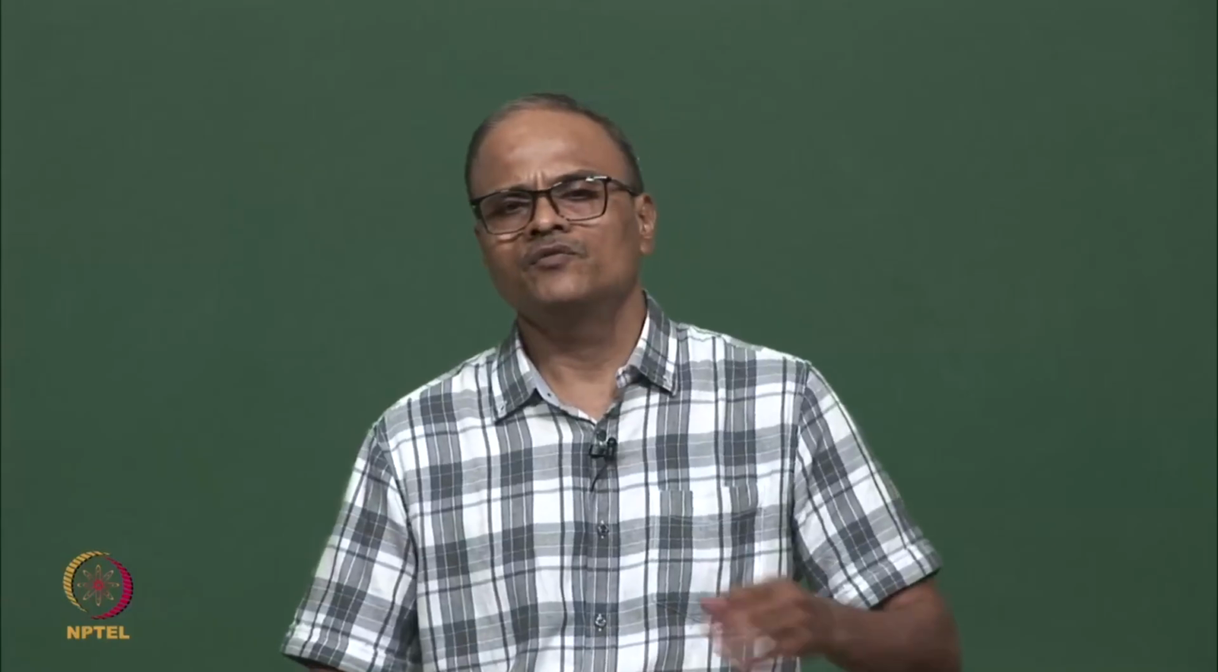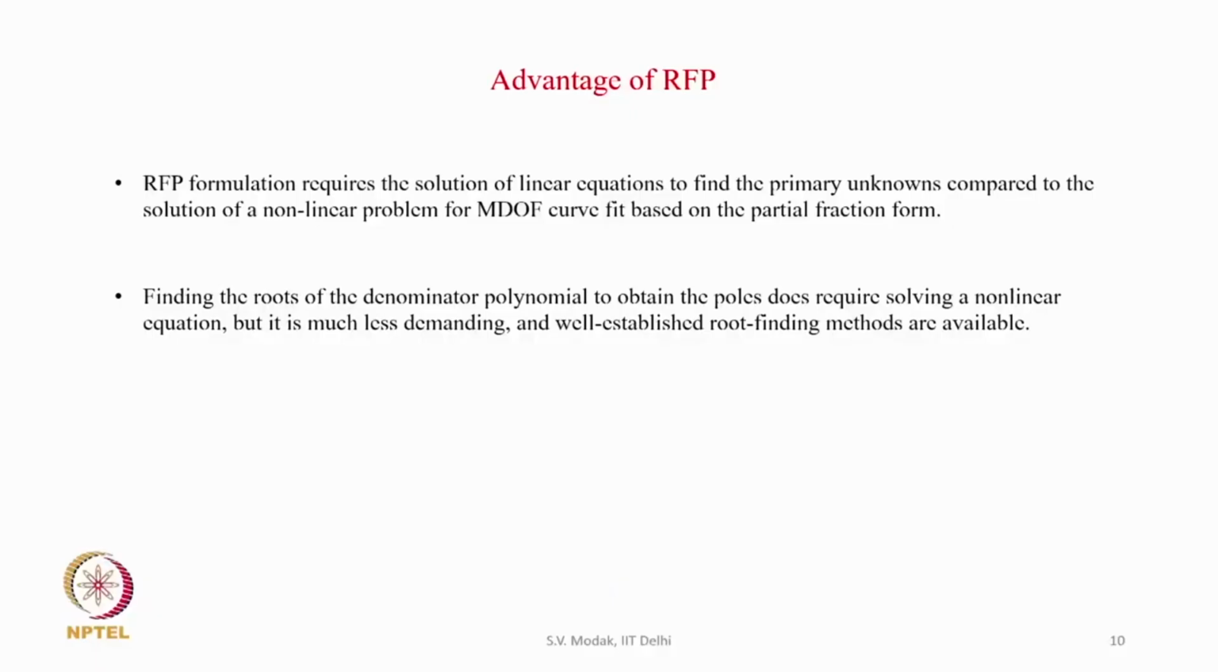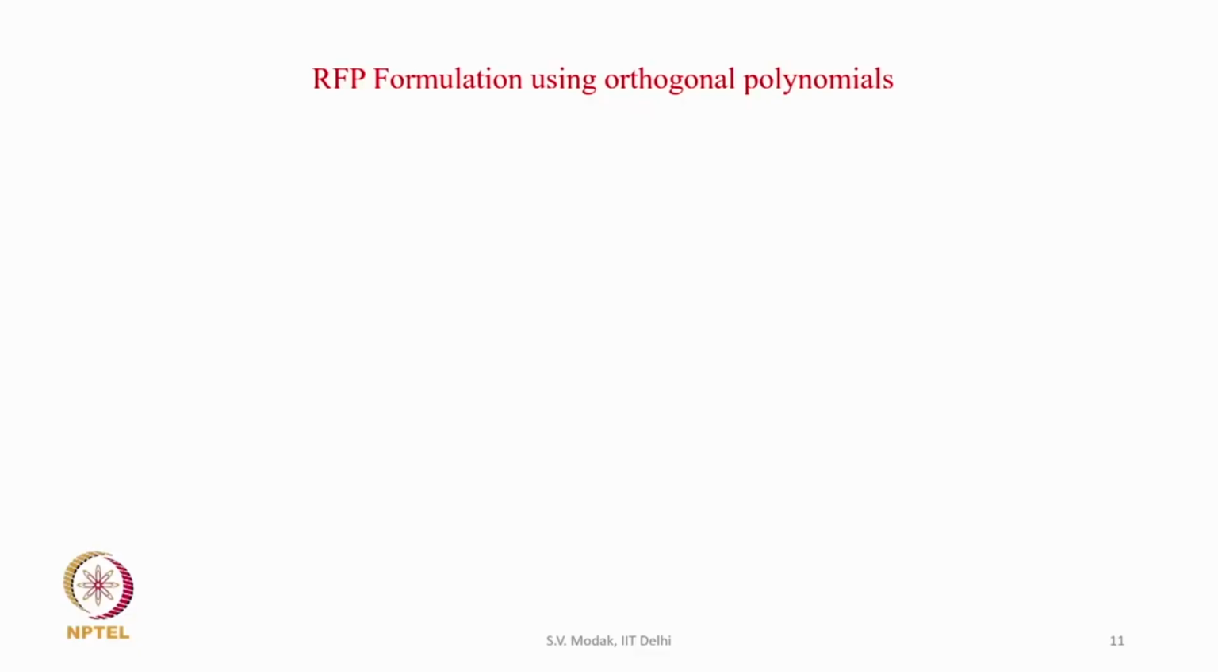Now, one disadvantage of this is that the magnitudes of different terms in the polynomial differ very widely, and that would lead to a system of equations which is ill conditioned, right. So, that is one disadvantage of the RFP formulation based on the ordinary polynomials which we just saw.